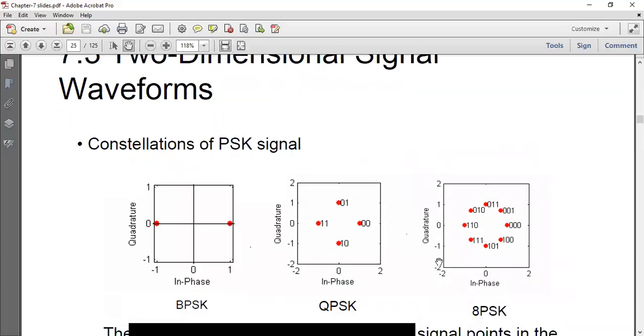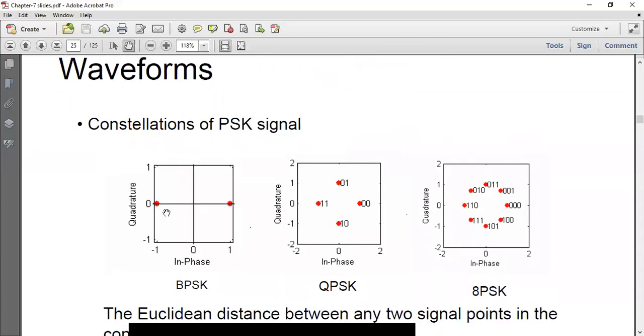Now the constellation of PSK. This is the case of a binary PSK. This is the case of QPSK, where we have four constellation points, 0, 1, 2, and 3, centered around 0. This is the case of 8 PSK, where points vary from 000 to 001, 011, and so on up to 111. This is actually using a gray coding scheme.